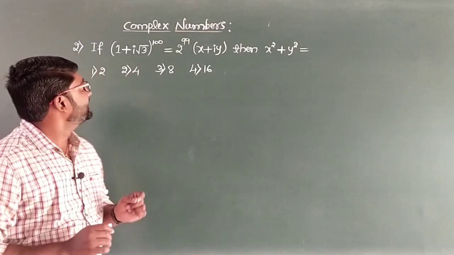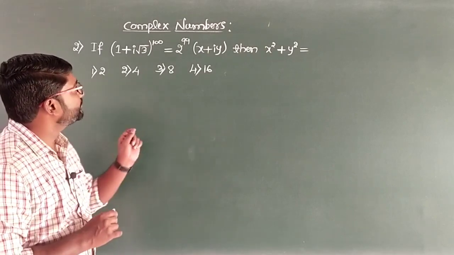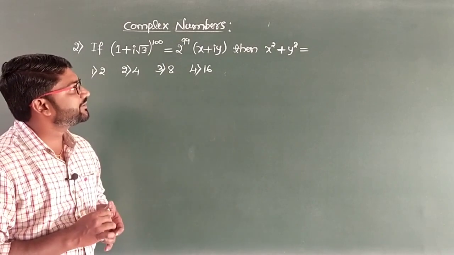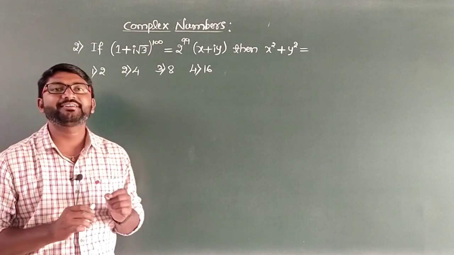Well, question number 2 it is: if (1 plus i root 3) whole to the power 100 is equal to 2 raised to 99 into (x plus iy), then x square plus y square is equal to, and the four options are 2, 4, 8, 16.